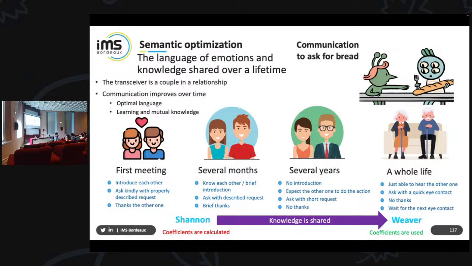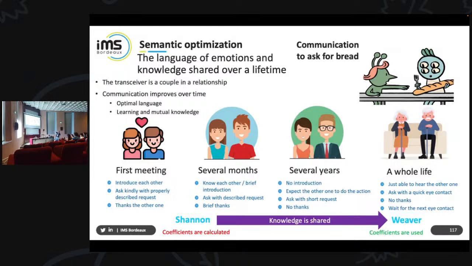If it goes well, after maybe several years, you don't introduce yourself. You live together. It's like the transmitter and the receiver, they are used to communicate. Do they need to introduce each other? No. They are serving each other every day, so that's fine. Are you going to ask for the bread? Yes, of course. You say, can you give me the bread? Or just, the bread, please? Maybe no more please after several years. And when you receive it, you're not going to say thank you. No need to say thank you after several years.